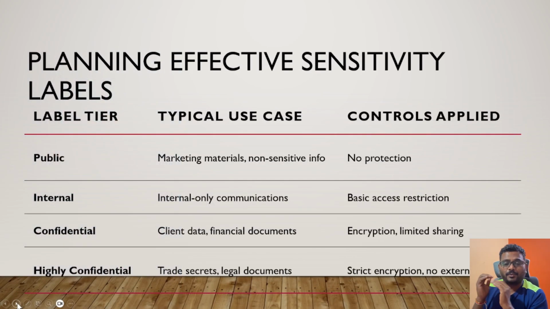So having the proper data label matrix. When I say data label matrix, what is the order of each label? What is the name of each label? What is the definition of each label? So that's how it is, right?